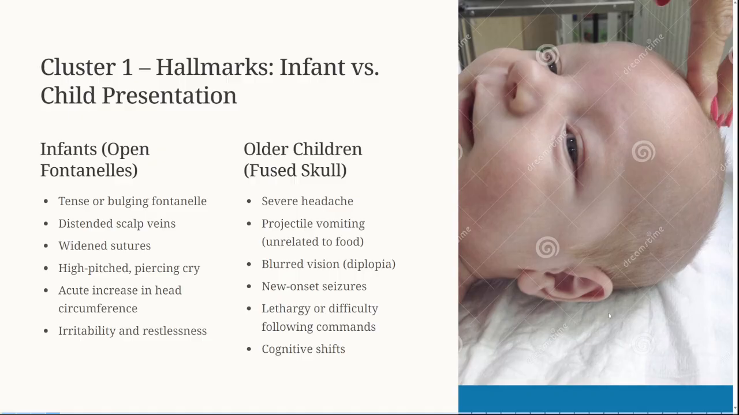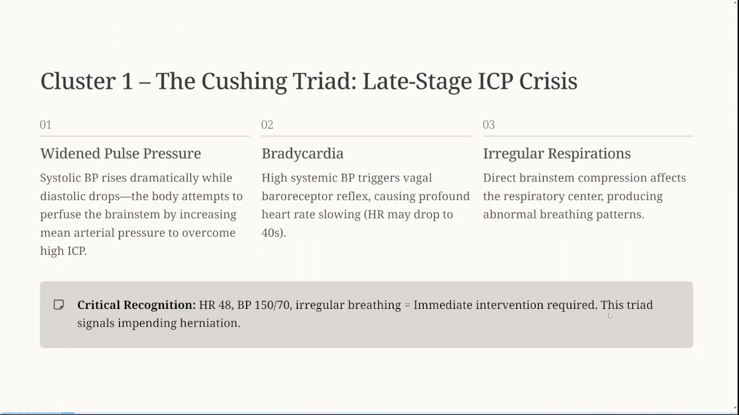Just projectile vomiting. Exactly. They might report blurred vision, what we call diplopia, experience new onset seizures, and show marked cognitive shifts like lethargy or just difficulty following simple commands. So the clinical shift we're always monitoring for is that progression to the late signs of ICP. Yes. And the single most crucial indicator, doesn't matter what age, is always a change in the level of consciousness, your LOC.